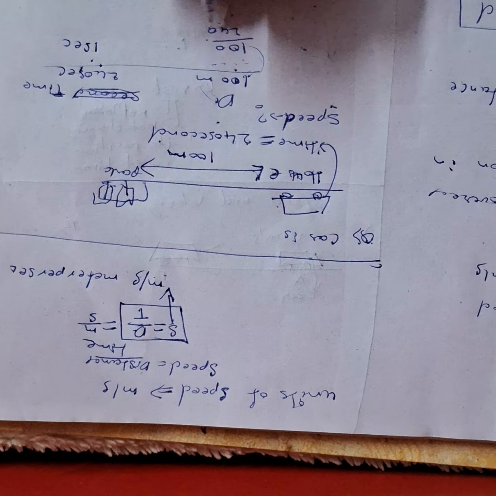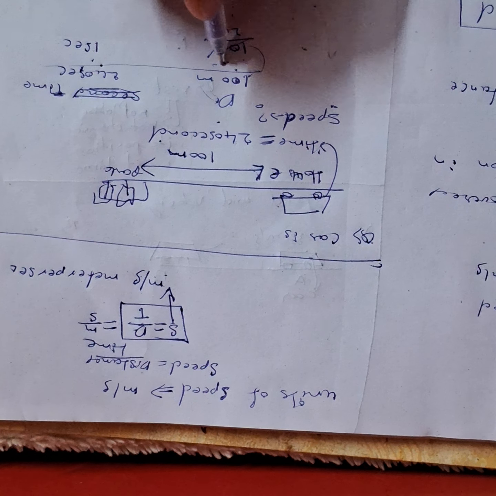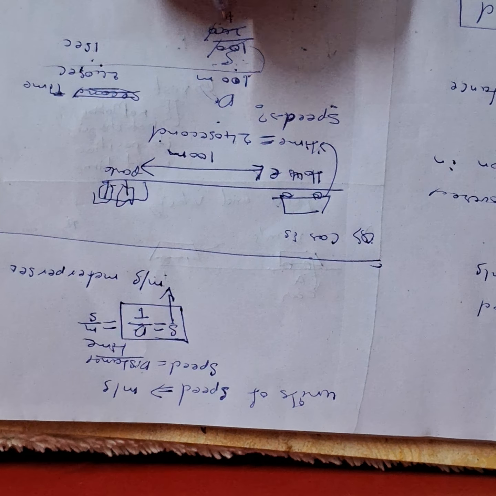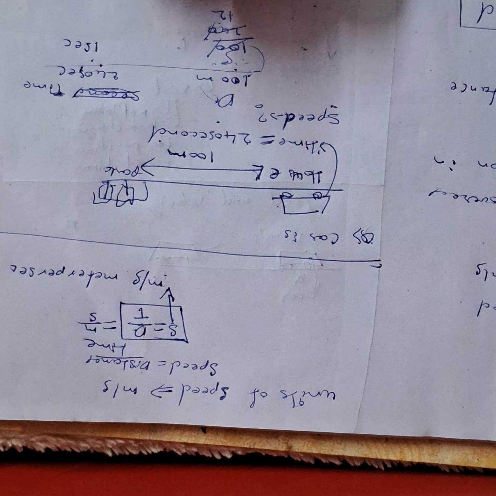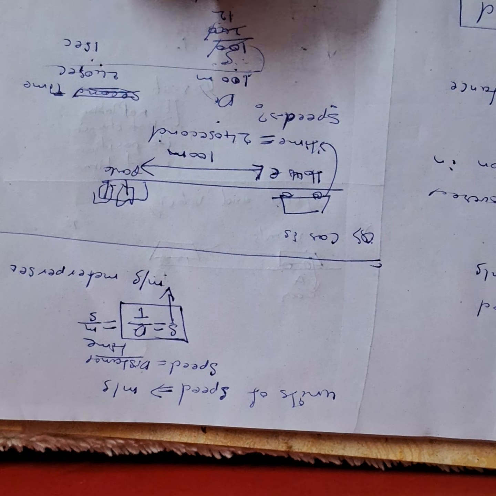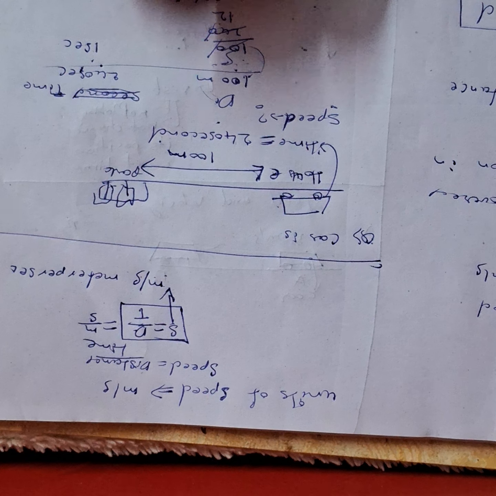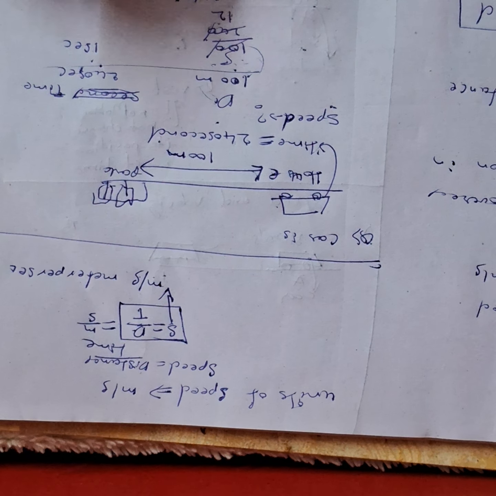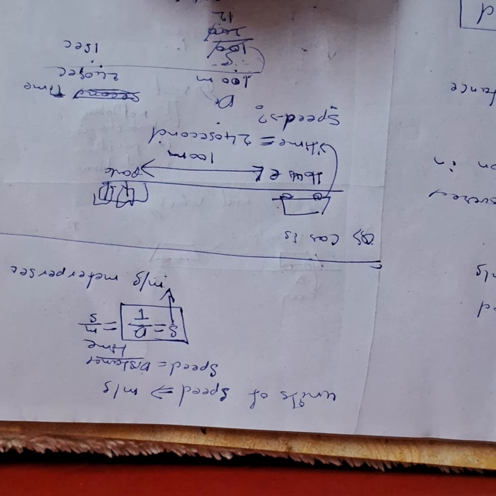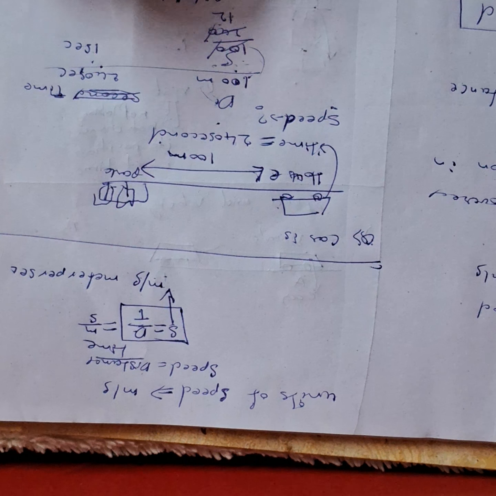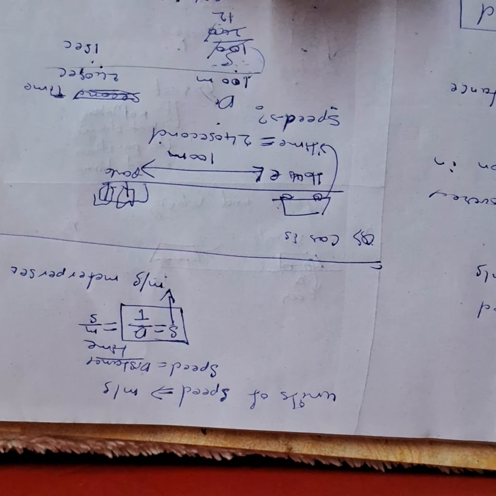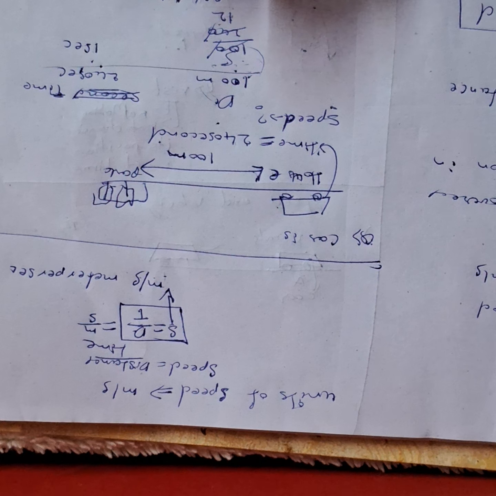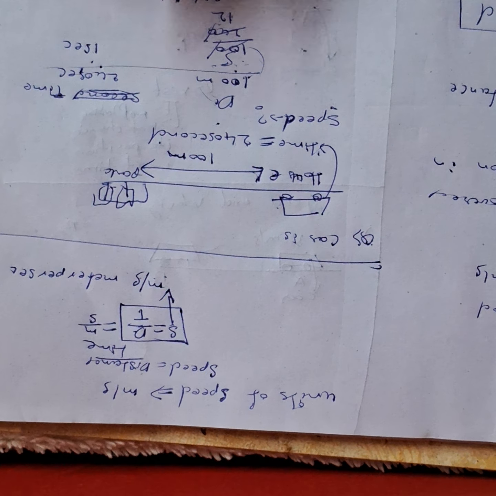Okay, 100 by 240: the zeros cancel, 2 fives are 10, 2 sixes are 12, so 5 by 12, which is 0.41 something. Okay, 0.41 meters. So 0.41 meters is covered in 1 second by the car. So this will be the speed of the car: speed of the car equals 0.41 meters per 1 second.